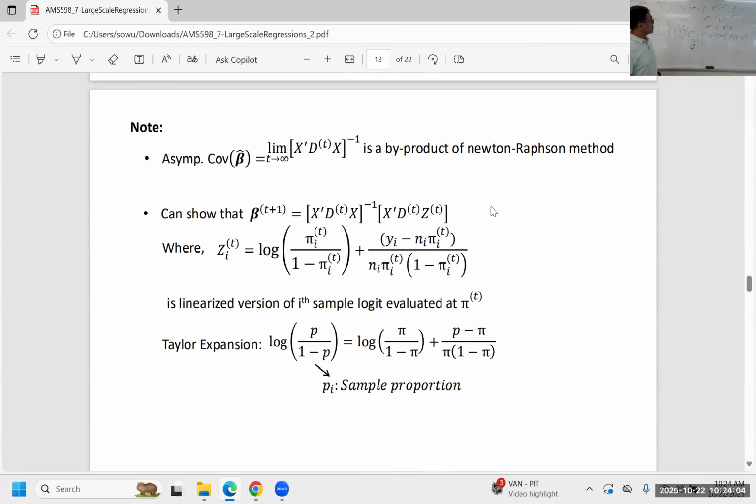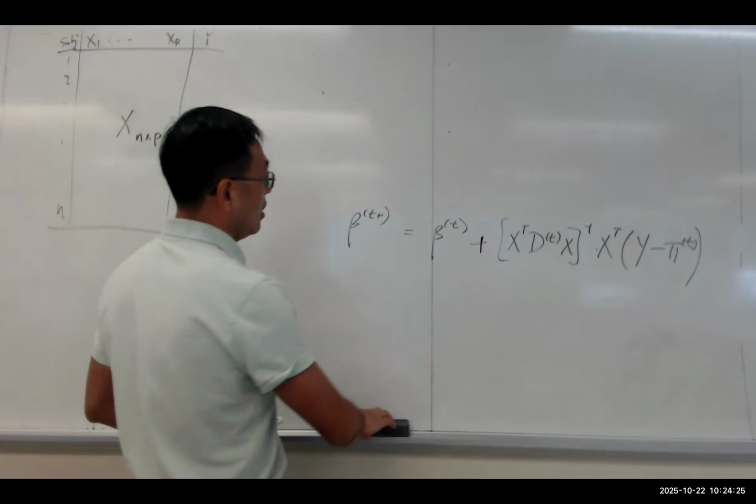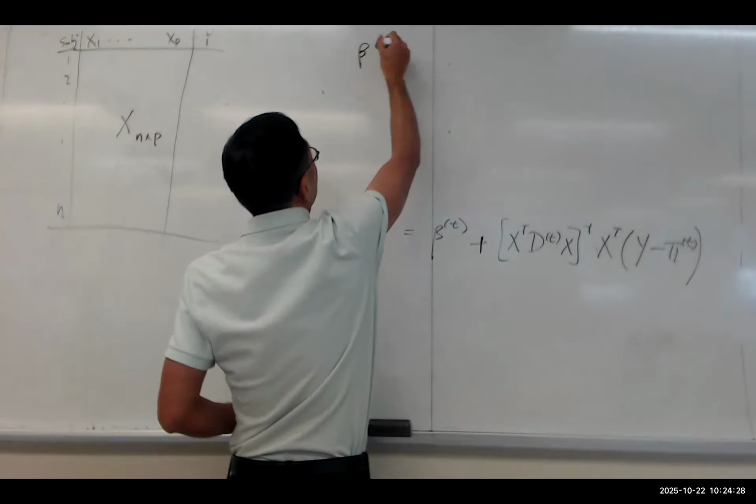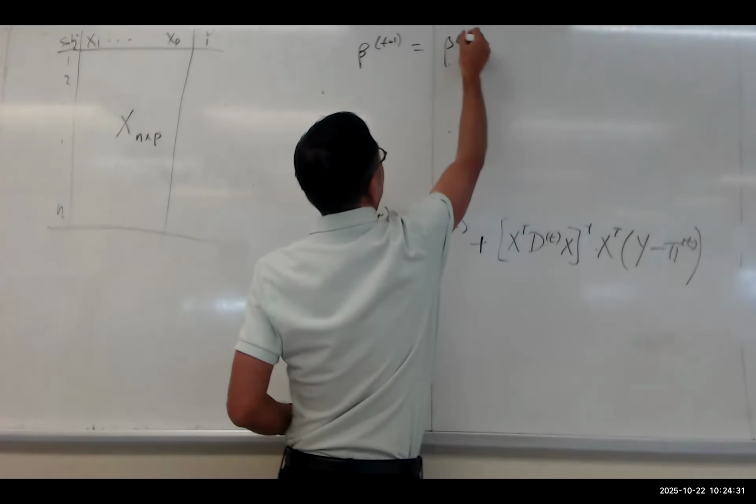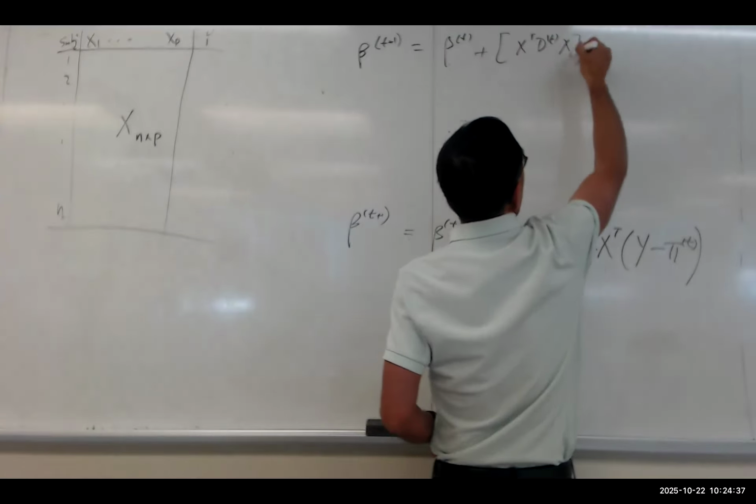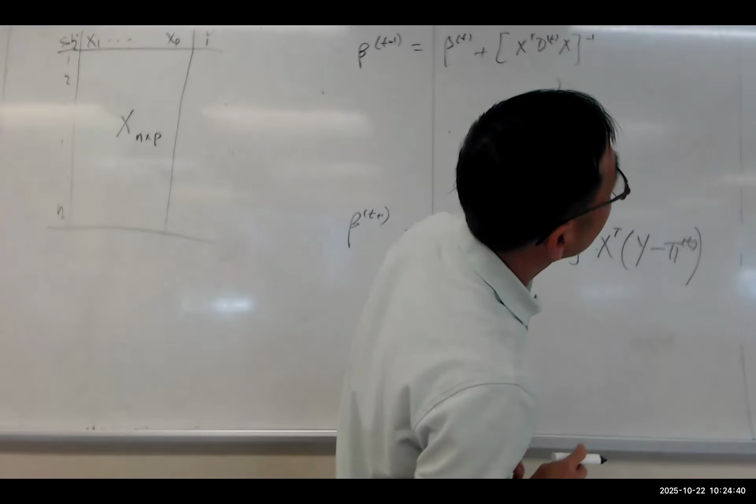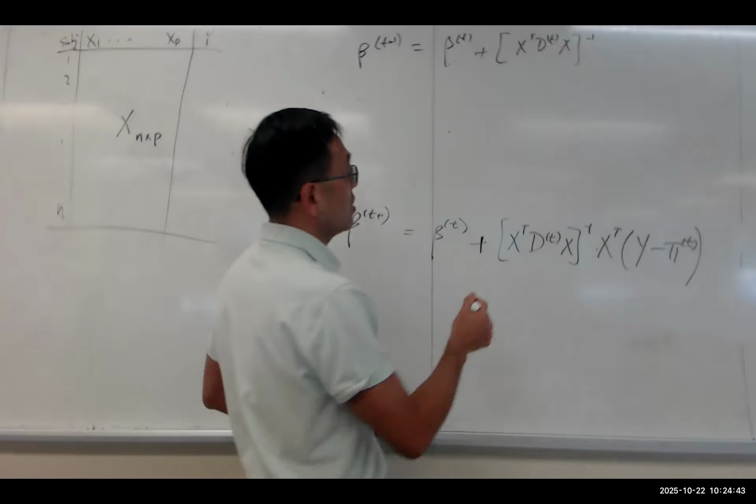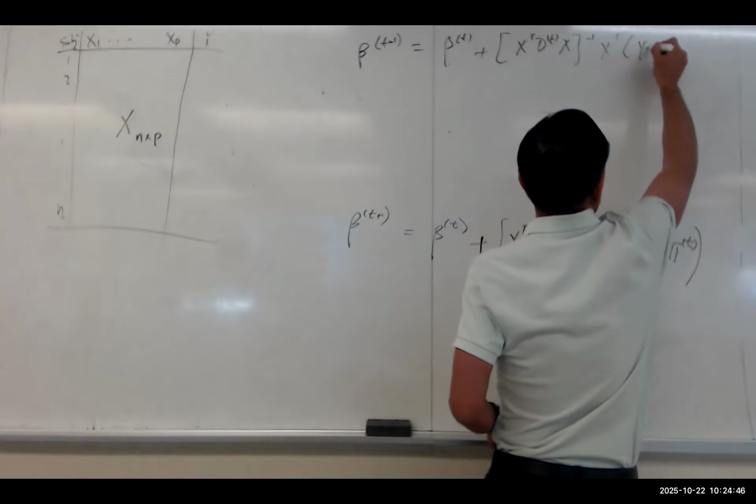Now another thing I want to show you, which I think is pretty elegant. If we have this beta t plus 1, let me just rewrite it, okay? It is equal to beta t plus x transpose Dt x inverse times x transpose y minus pi t.